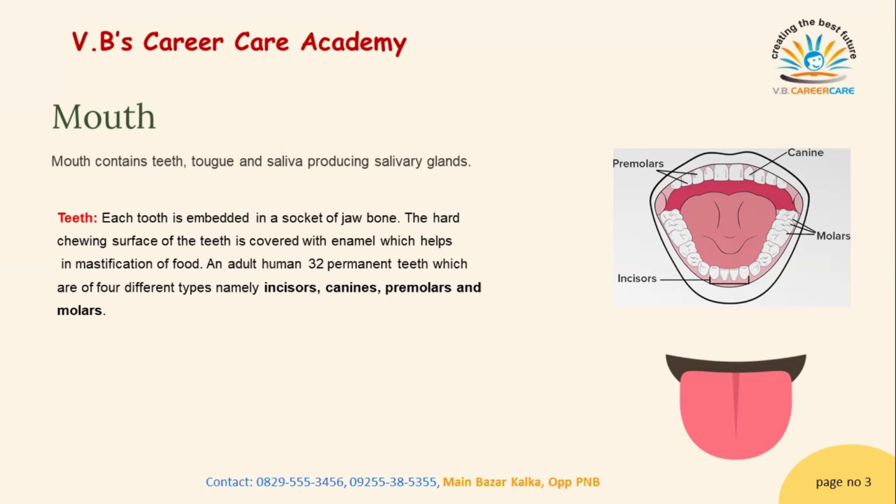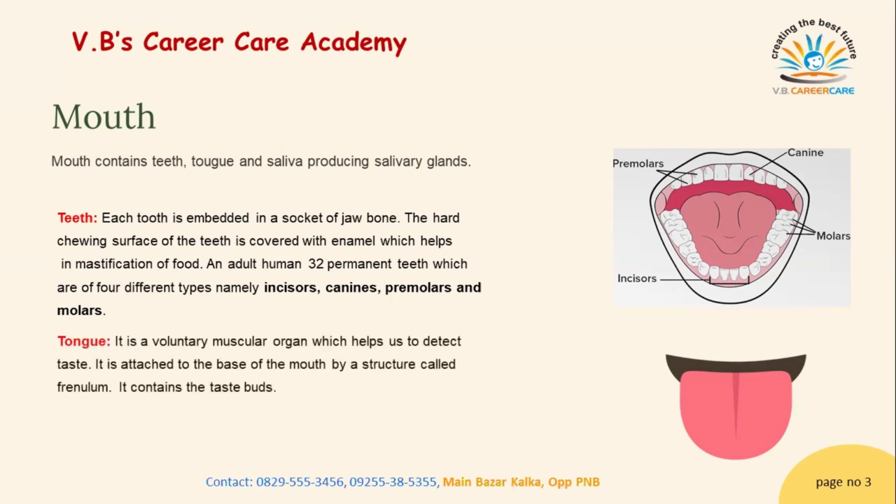Incisors and canines help in biting and incising the food, and premolars and molars help in chewing the food. The other part in the mouth is the tongue. It is a voluntary muscular organ which helps us to detect taste. It is attached to the base of the mouth by a structure called the frenulum. It contains the taste buds. So what we are studying here is that the tongue is a voluntary muscular organ. It can be moved with the help of our will. It contains taste buds which help in detecting taste, and it is attached to the base of the mouth by a structure known as the frenulum.